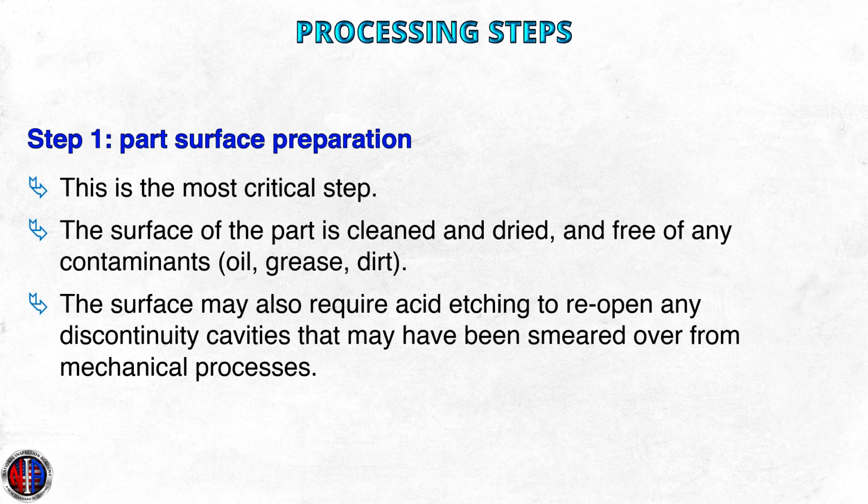The surface of the part must be clean and dry, free of any contaminants including oil, grease, or dirt that could prevent the penetrant from being drawn into the discontinuities. If the surface appears to have been sanded, grit blasted, or machined, the part may also require acid etching, if allowed, to reopen the discontinuity cavity that may have been smeared over from the mechanical processes.